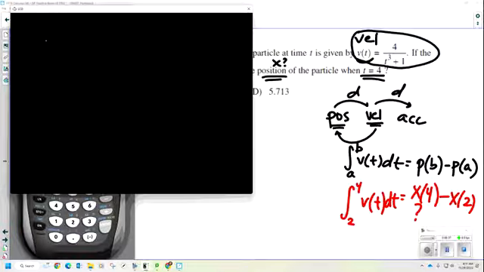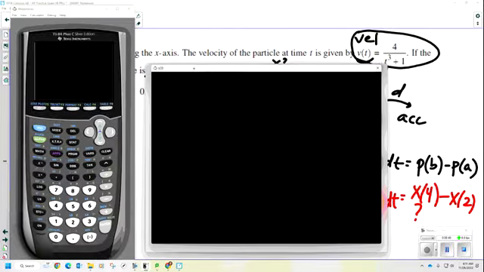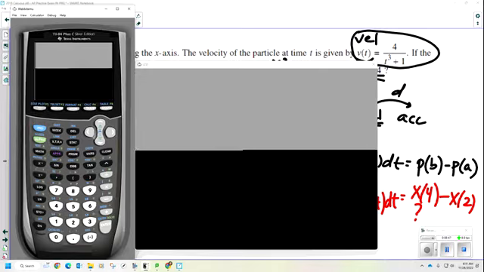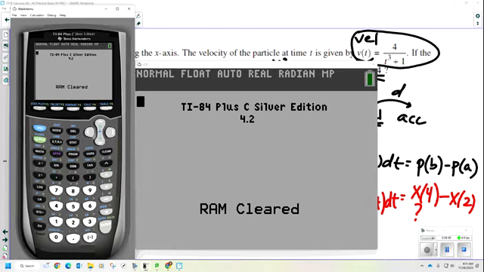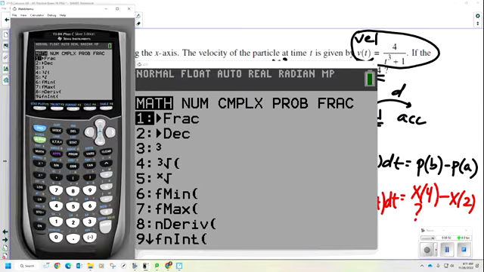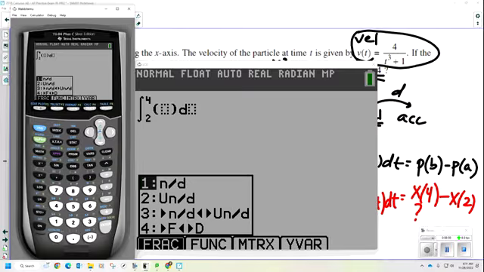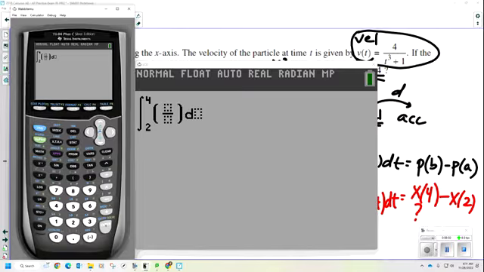I got to put velocity. I got to integrate velocity from 2 to 4. So velocity is still in that black circle in the upper right. And I am going to hit math 9. That's my integral from 2 to 4. Now I've got to put in my function. Alpha y equals enter. I like using fractions when they give me a fraction. So 4 over x cubed, pop off that exponent, plus 1 dx.